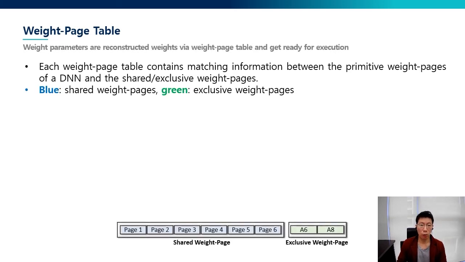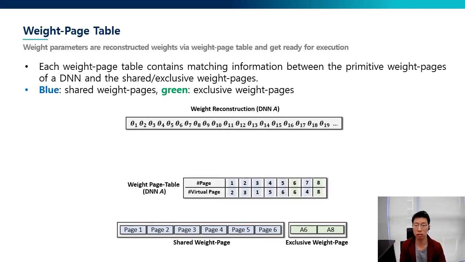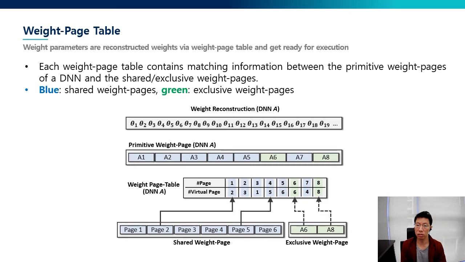Each DNN has a weight page table that translates the weight pages, including both the shared and exclusive weight pages, into the primitive weight pages, representing the necessary original weight parameters of the DNN. This figure illustrates an example of a weight page table where 8 primitive weight pages of DNN-A are translated from 6 shared and 2 exclusive weight pages by the weight page table. It enables an efficient representation of a massive volume of weight parameters as the size of the weight page table decreases proportionally to the weight page size.